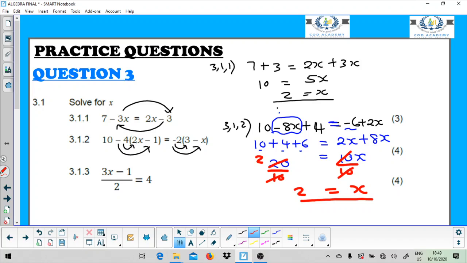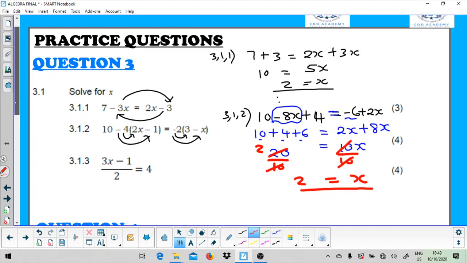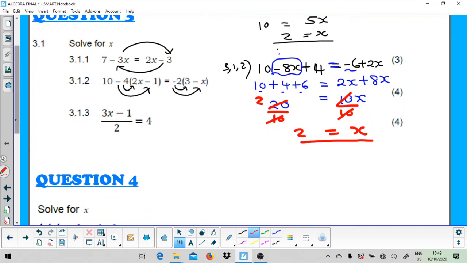Okay, so 3.13. Okay, your last practice question is already showing. So if you are excited about that, you can move forward. So what do you do with this one?